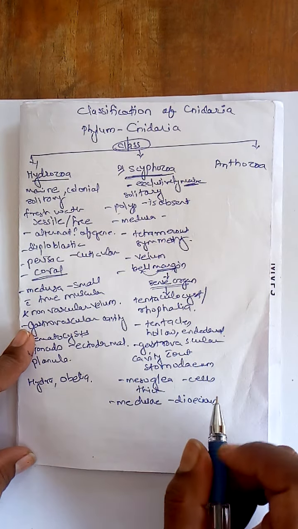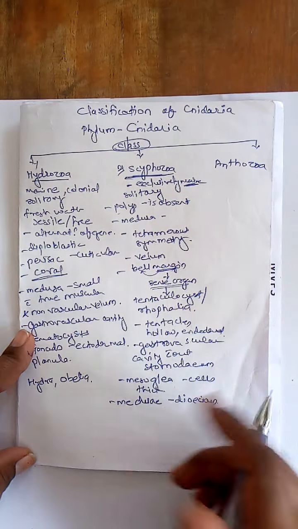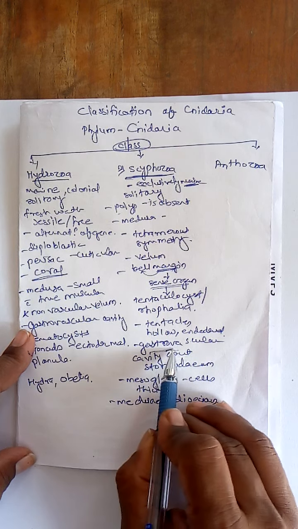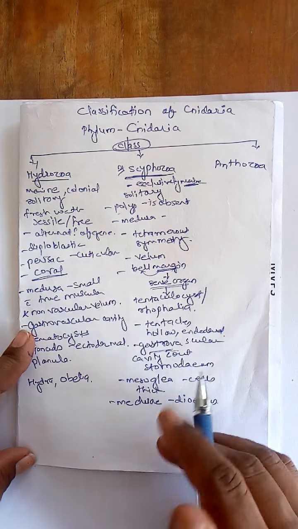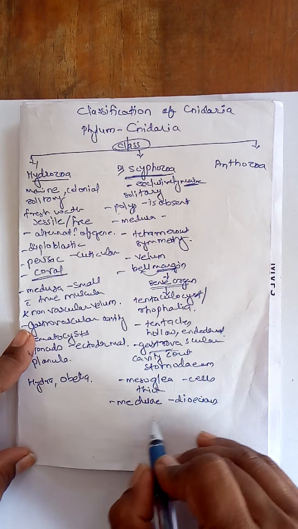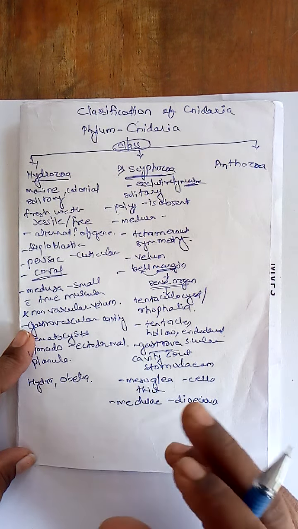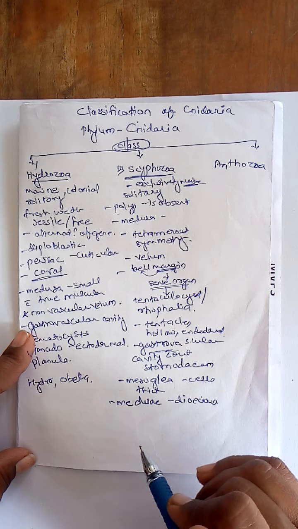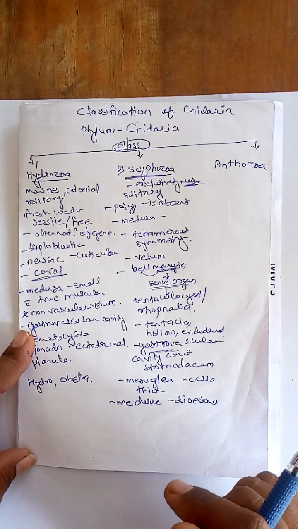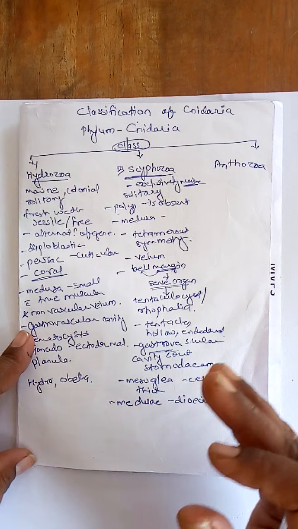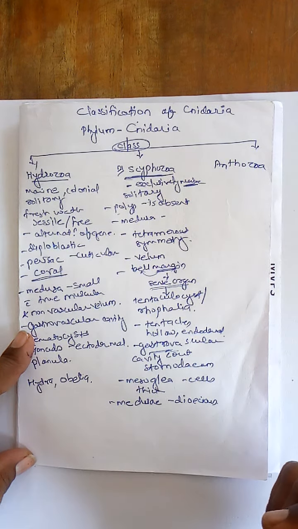The gametes are released in the gastric pouches. Here in the gastrovascular cavity, the gastric pouches are there, and whatever gametes are produced are released in those gastric pouches, and through the mouth they just go outside.